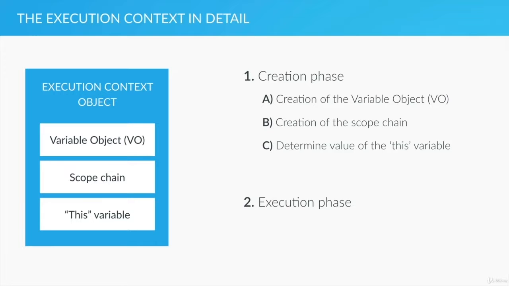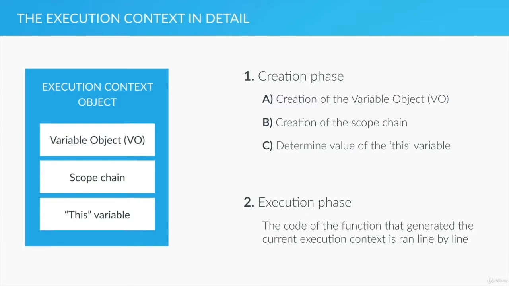Then in the execution phase, the code in the function that generated the current execution context is run line by line, and all the variables are defined. If it's a global context, then it's global code that is executed. So let's now look at the creation of the variable object in the creation phase.